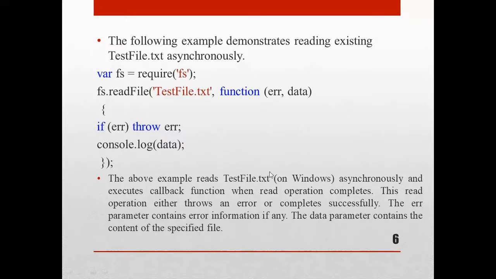Here you can see this example. It reads the test file.txt file asynchronously and executes the callback function. When the read operation completes, it either throws an error or completes successfully. The error parameter contains the error information, if there is any error. The data parameter contains the content of the specified file. This is how we can read a file using the readFile method from the fs module.